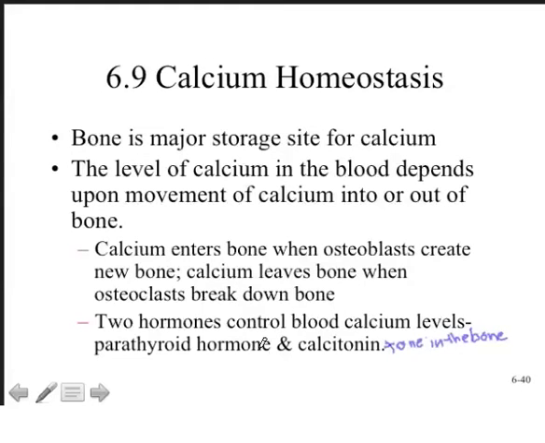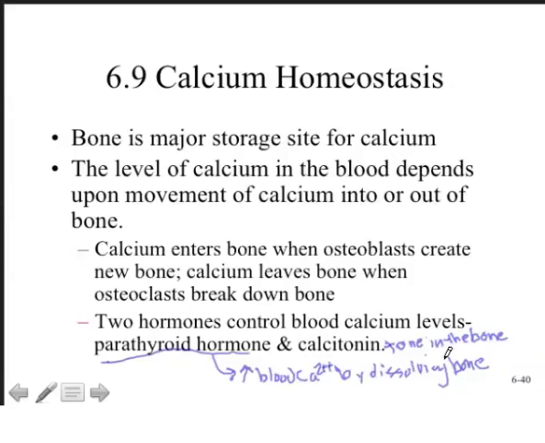And parathyroid hormone does the opposite. Parathyroid hormone elevates blood calcium by dissolving bone. So it stimulates osteoclast activity. It also stimulates increased absorption of calcium and phosphate from the GI, and it also recovers calcium at the kidneys. Okay, so several targets for parathyroid hormone.